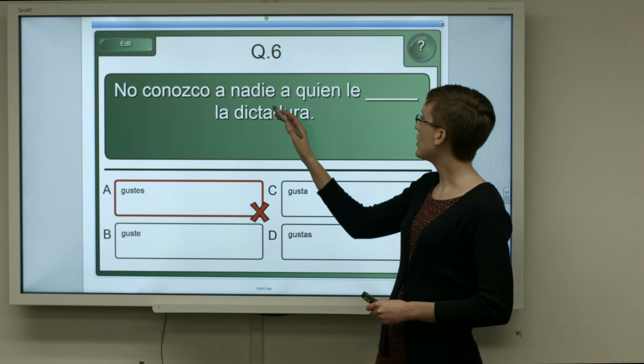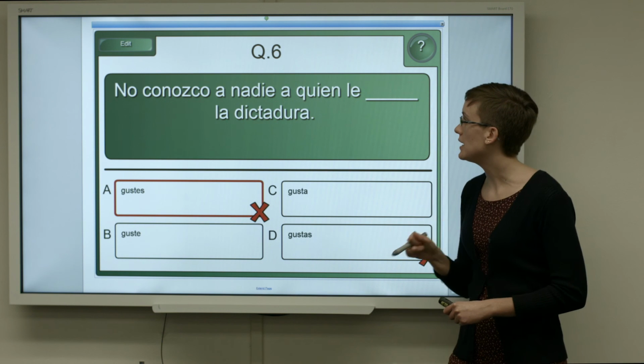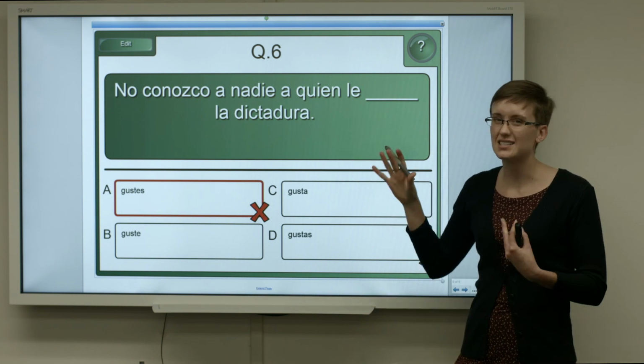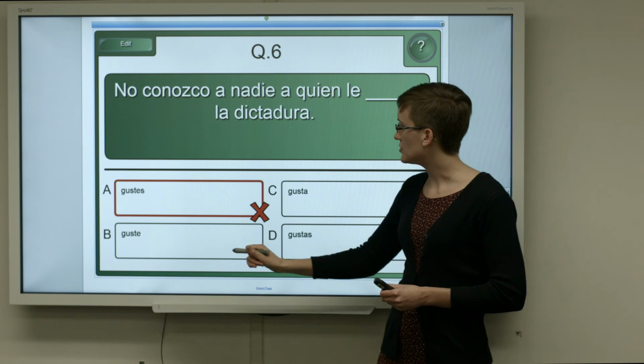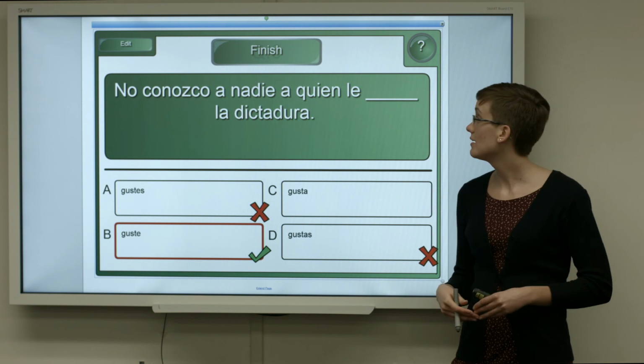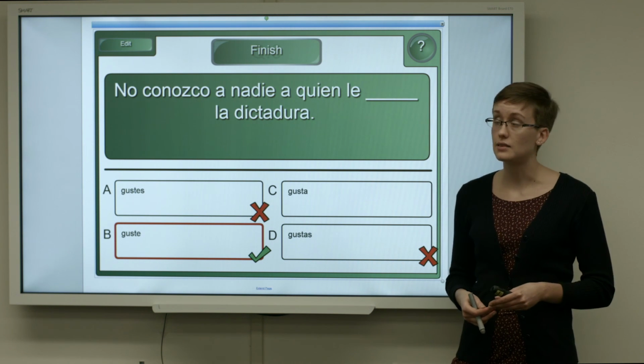So I don't know anyone who likes the dictatorship. I'm making a negative statement that I do not know anybody, that this person does not exist. So I am going to use the present subjunctive. No conozco a nadie a quien le guste la dictadura.